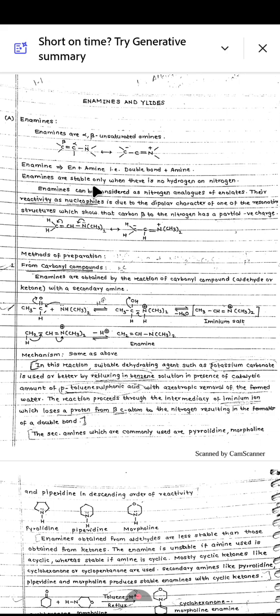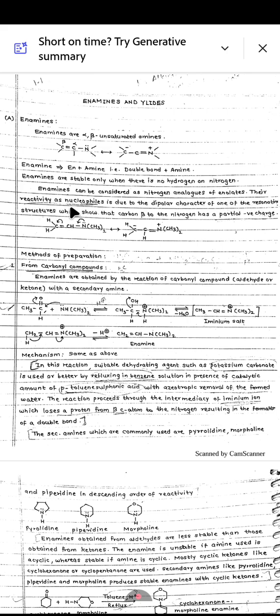So enamines are stable only when there is no hydrogen on nitrogen. That is again one more condition. Not only is a double bond required between alpha and beta, but this nitrogen must not have any hydrogen. Now enamines can be considered as nitrogen analogs of enolates. I think in part 1 we have seen what enolates are. Okay, carbon and oxygen. So similarly, it is an analog of your enolates.